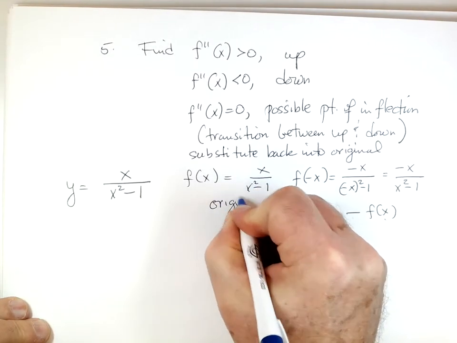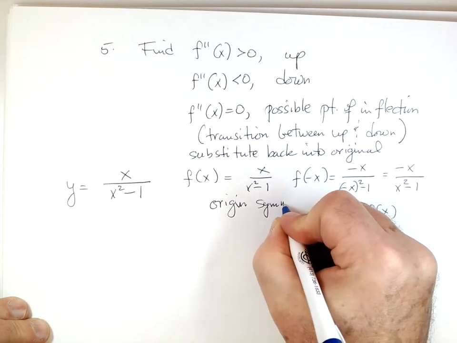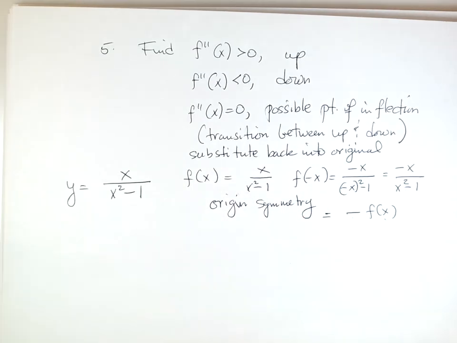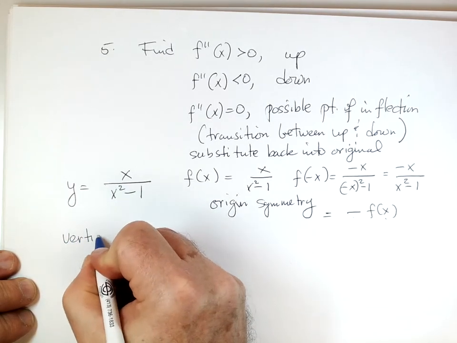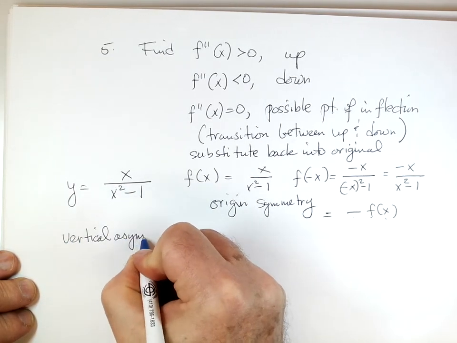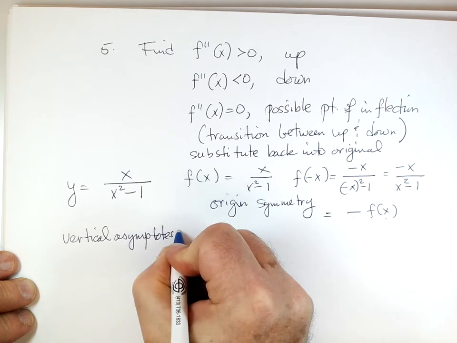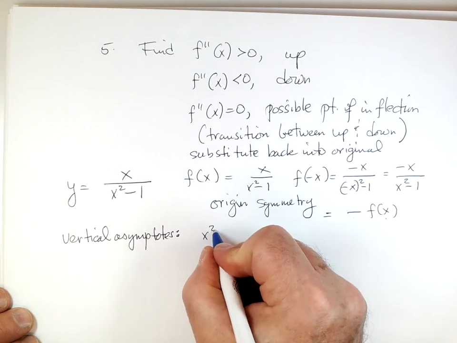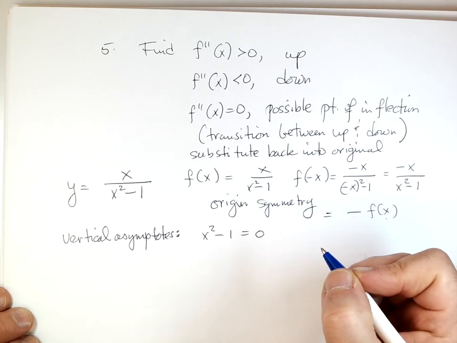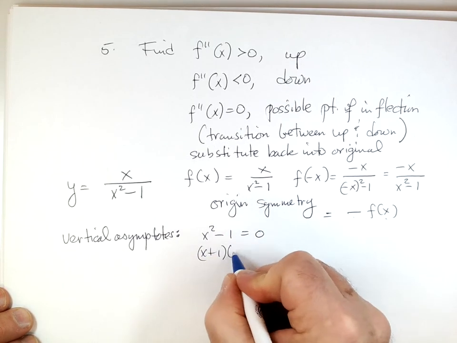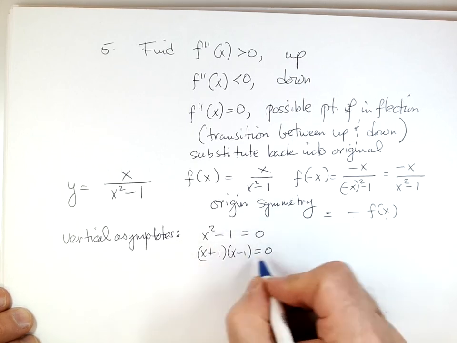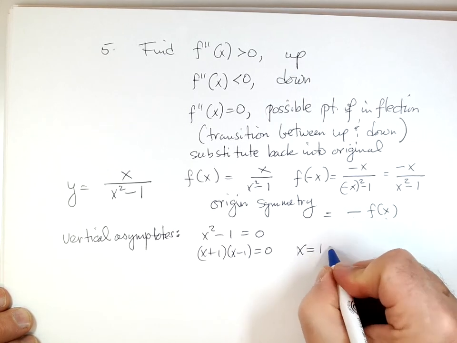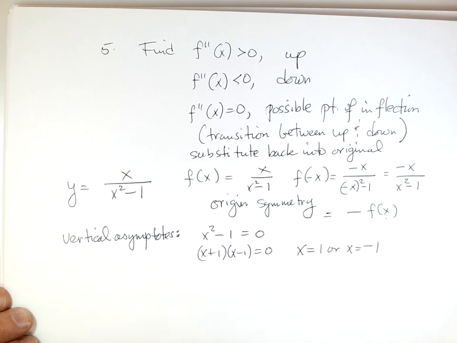All right, so origin symmetry. I'm going to write that down. Origin symmetry. Now, let's look at asymptotes. Let's look at vertical asymptotes. What do we have for vertical asymptotes? You bet we do. Take the denominator, set it equal to 0. Factor it. Set each factor equal to 0. We have 2 vertical asymptotes.